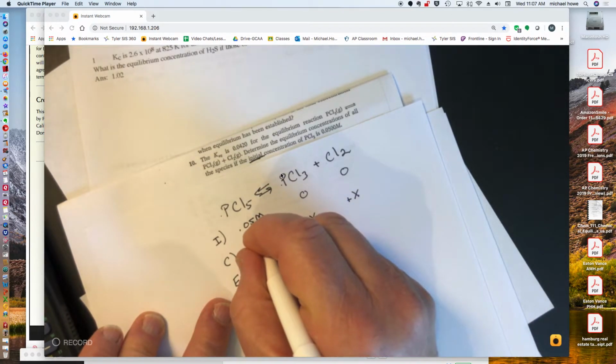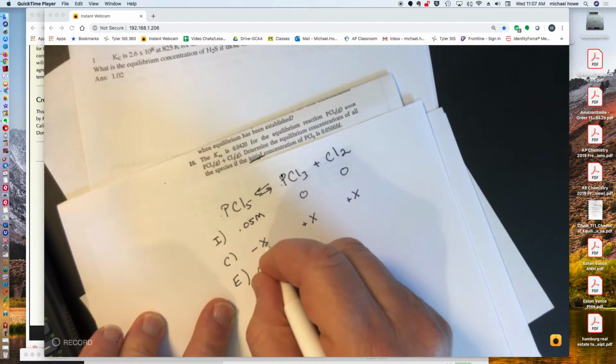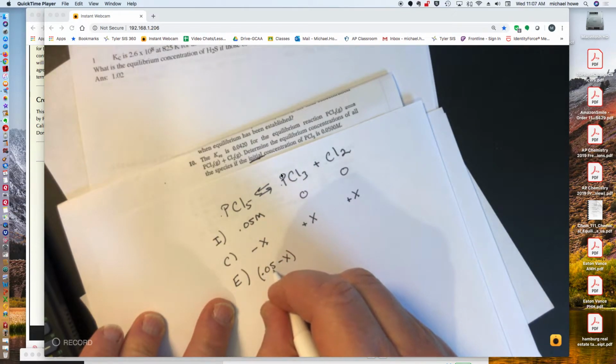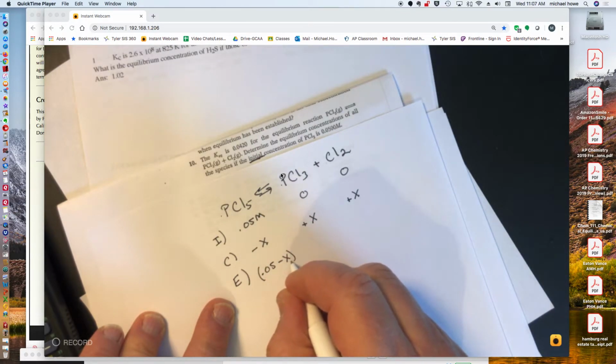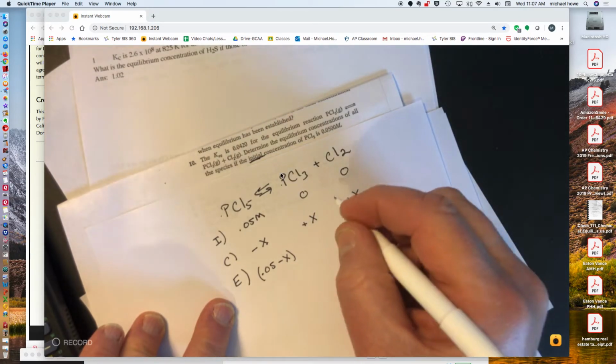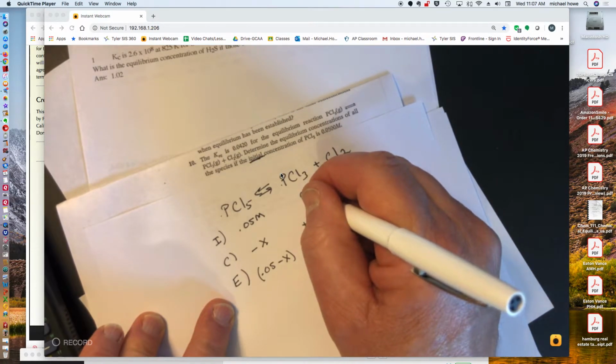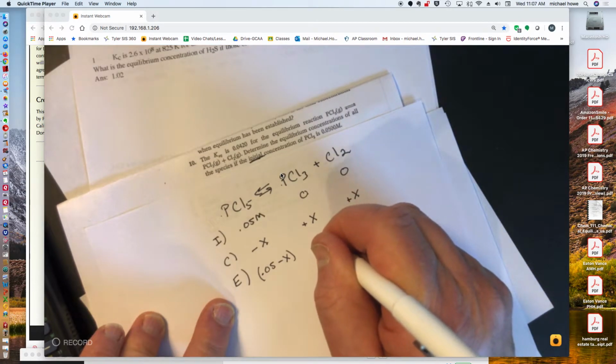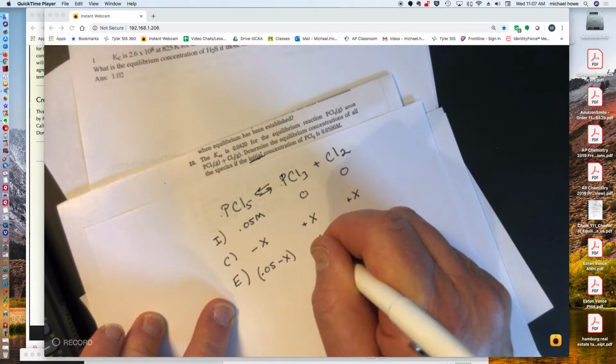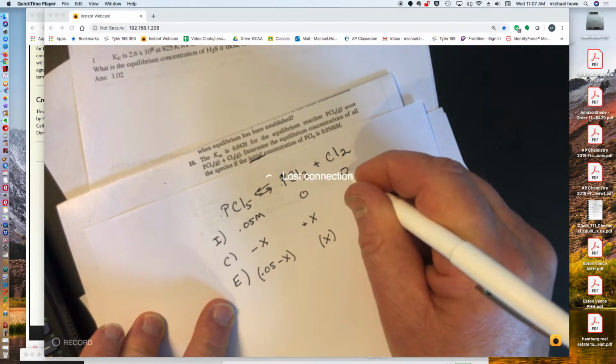Because you started with 0.05, X amount reacted, so what you have left is whatever you started with minus the amount that reacted. Over here we had 0 to start with and X was produced, so at equilibrium we're just going to have X. Same thing here. We had 0, X was produced. At equilibrium, we're just going to have X.